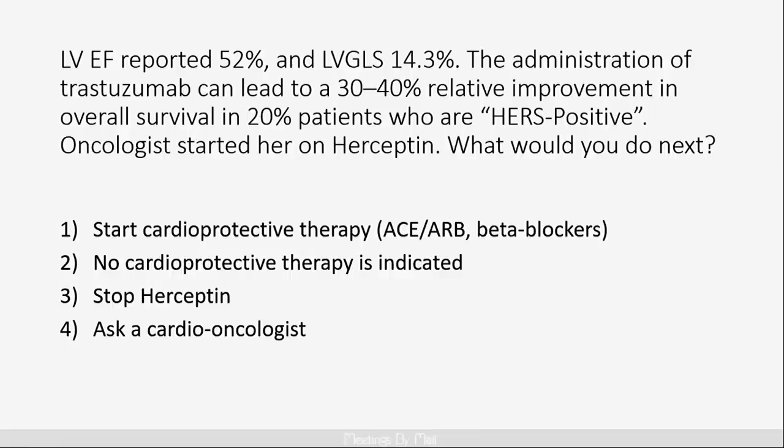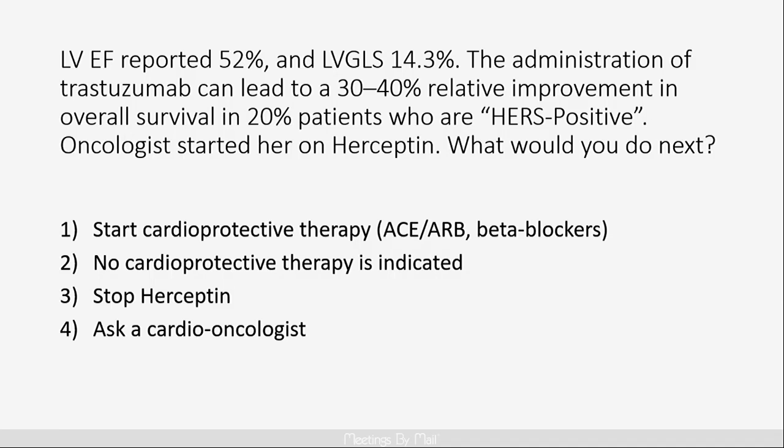And the question that comes up is: this patient with disseminated carcinomatosis, what do we do with Herceptin? We know that Herceptin can prolong life. And what do we do next? What will be your communication with regards to an abnormal strain? And how should you manage? Maybe start cardioprotective therapies. No cardioprotective therapy is indicated. Just continue to follow the patient, stop Herceptin, or refer the patient to a cardio-oncologist.